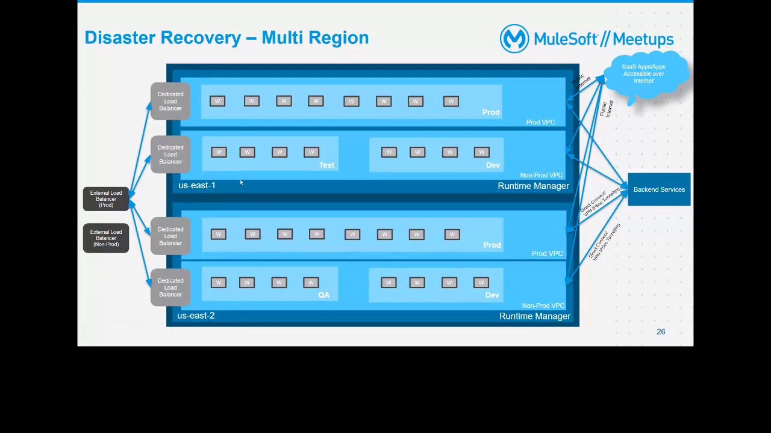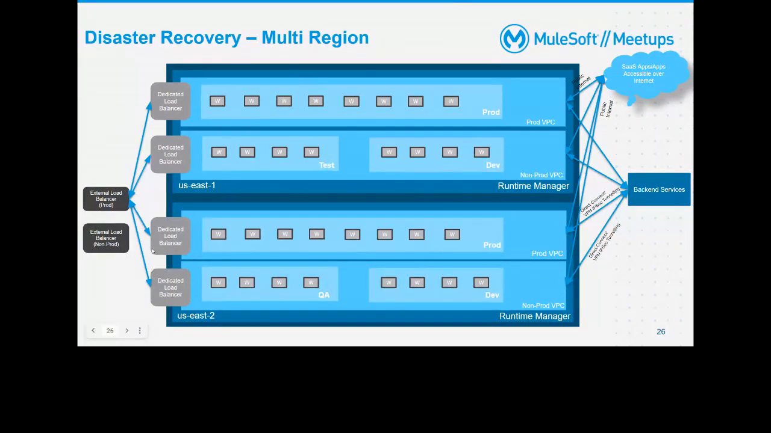So what I have done is set up my environment in US East 1 as well as in US East 2, with a dedicated load balancer in both regions. You can use active mode, and in the case of active mode, you require an external load balancer for prod and non-prod. But in the case of active-passive, you can directly make use of dedicated load balancers.